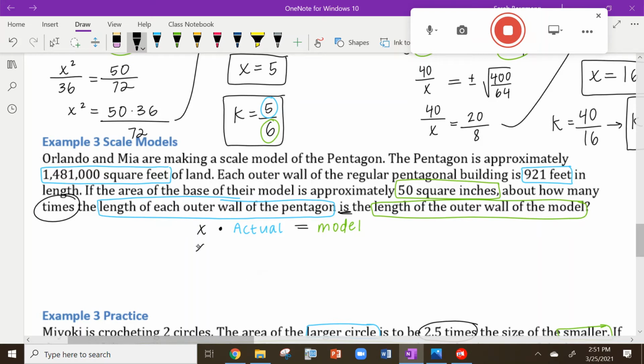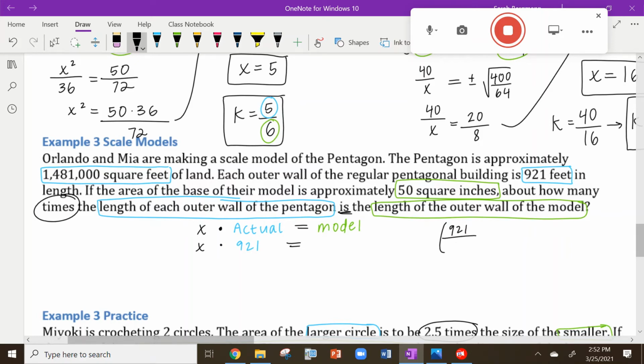So far, I know that the actual length of the outer walls is 921 feet. I do not know the length of her model, however. So I'm going to have to find this first based on the information they gave me about area. So I know that if I could find the scale factor, so let's look at the scale factor first. So I'm looking at the actual building, which is 921 feet, over the model. This is what I don't know.